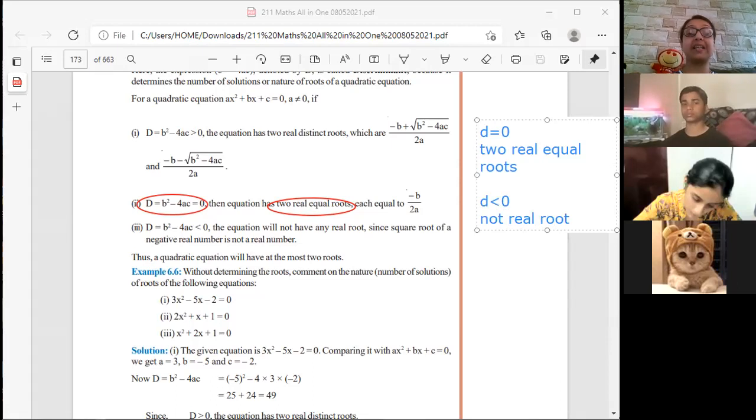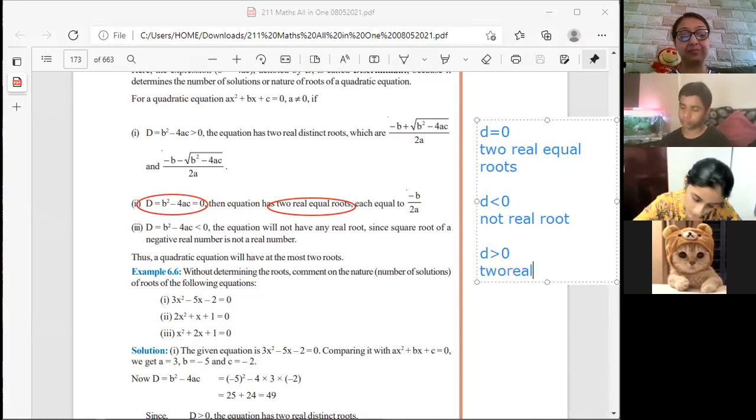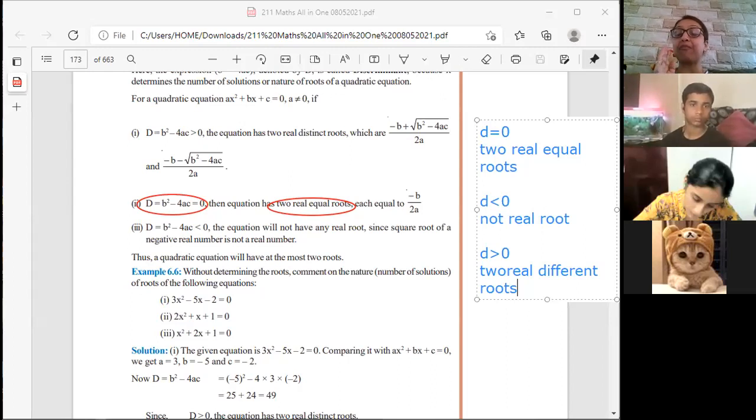And in case you have D which is greater than 0, that means your D is coming in positive numbers, then you will have two real but different roots. Distinct roots means different roots, different answers. When D is 0, you will have same answers. When D is less than 0, you will have not real answers. If D is greater than 0, then you will have two real answers.